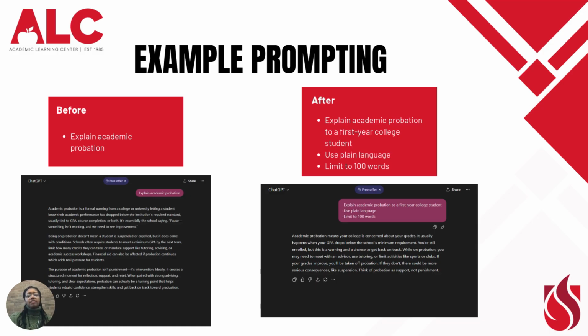So even with the second prompt, I would condense it even more and say, explain academic probation to a first generation first year college student. Use plain language and limit it to, I'll say, like 80 words, right? I want it to be very short and concise and specific. Depending on what you're using it for, a generic answer may be okay, but if you're looking for something more specific, you have to make sure that you are prompting it right, right?